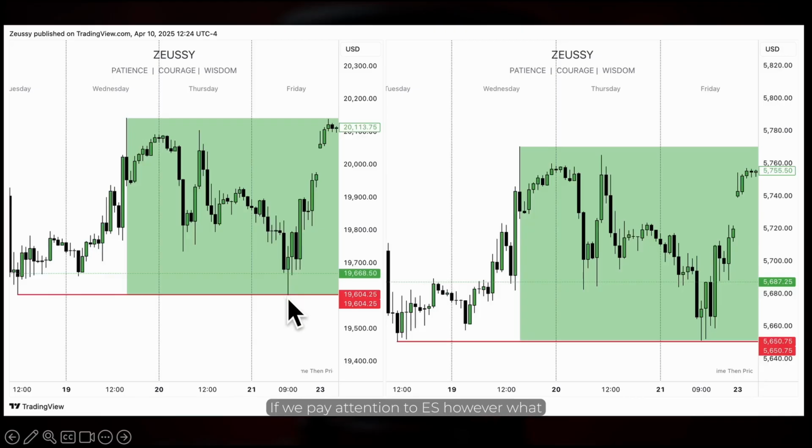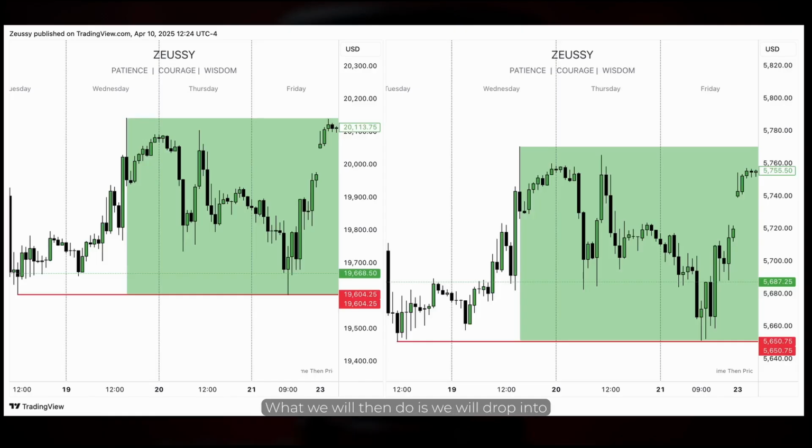If we pay attention to ES, however, what you can see is that ES also expanded towards the downside, drawing towards the Tuesday low. But notice that ES did not take out that low, and instead ES created a higher low. I know these lows seem relatively equal, but Nasdaq took out the low whilst ES didn't. And therefore, that is SMT which is present on the lows right there.